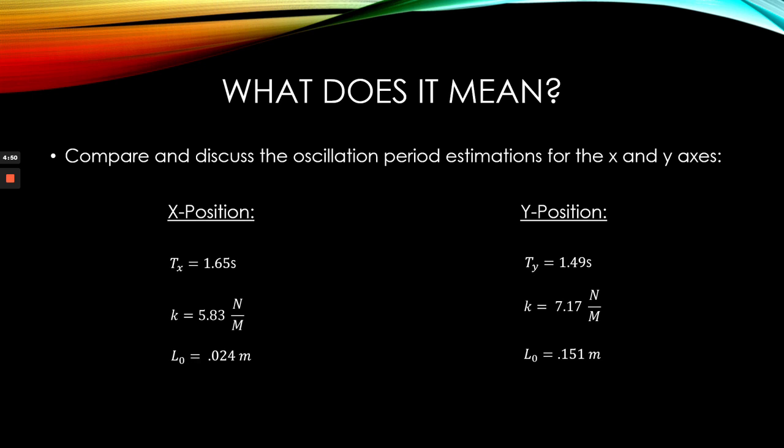So why did I use the y period of oscillation value instead of T sub x? The answer is because there is more motion on the y-axis than the x-axis, so the values of k and L0 present more accurate models of the changes in energy.